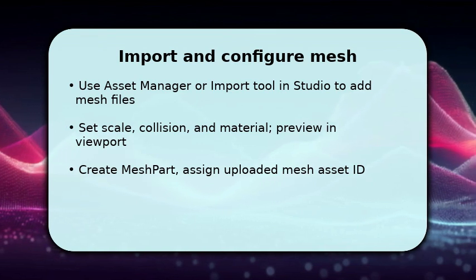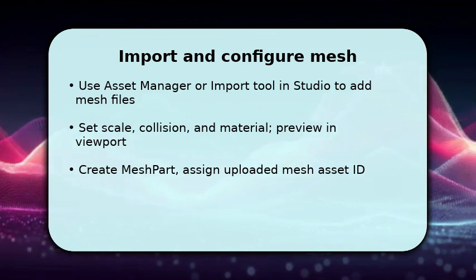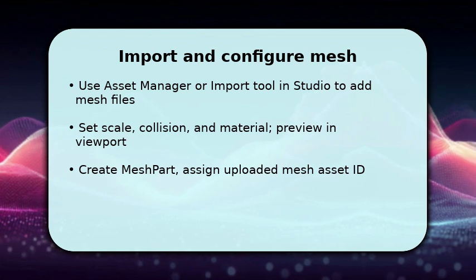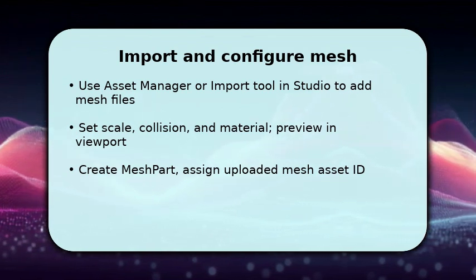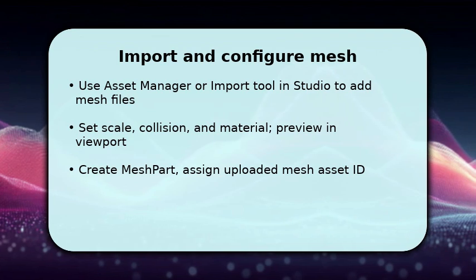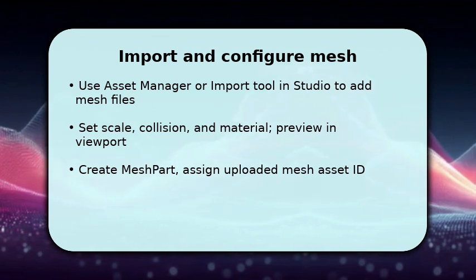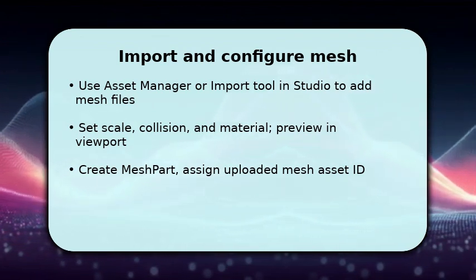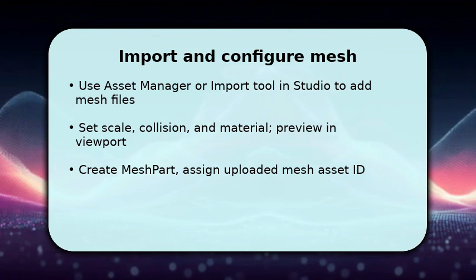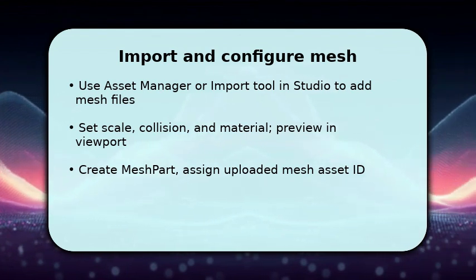You then make a mesh part, paste the asset ID into mesh ID, and adjust scale and size to fit your game units. Set collision to appropriate type and pick materials or textures. Test the orientation and pivot in the viewport, so the mesh behaves correctly when used in mobile builds.